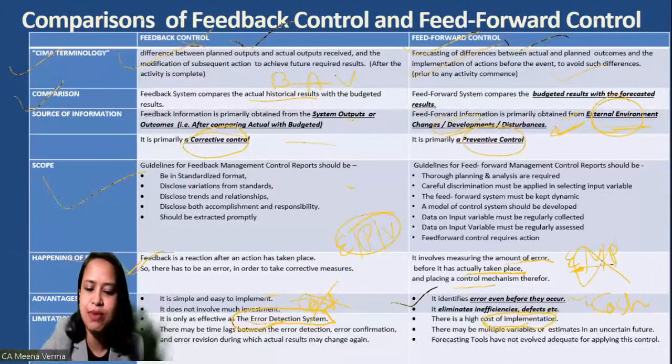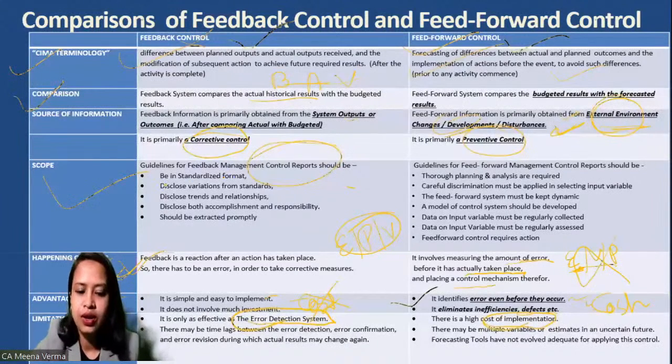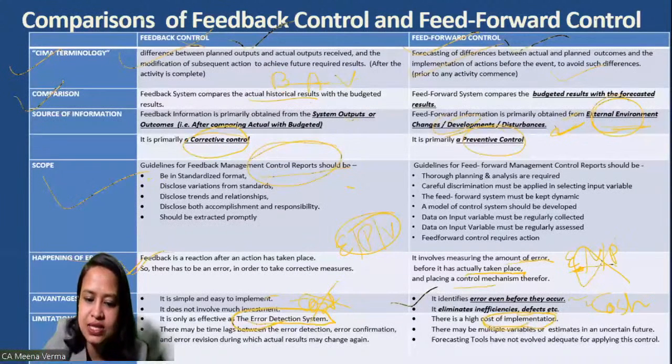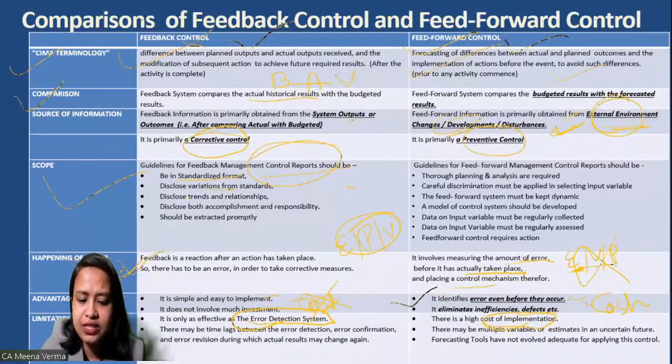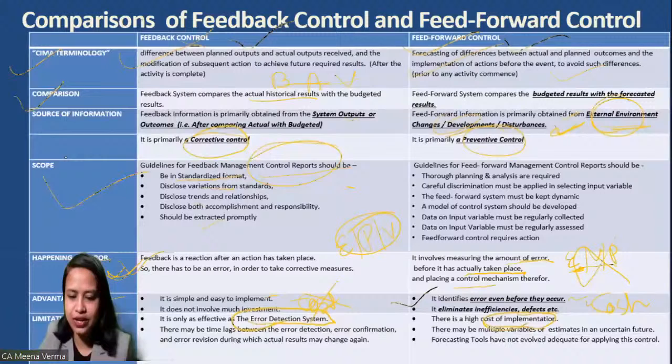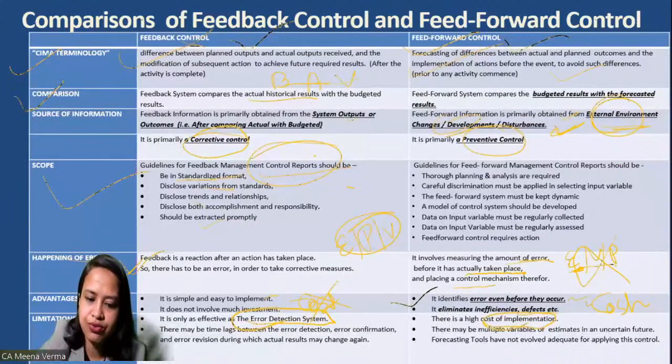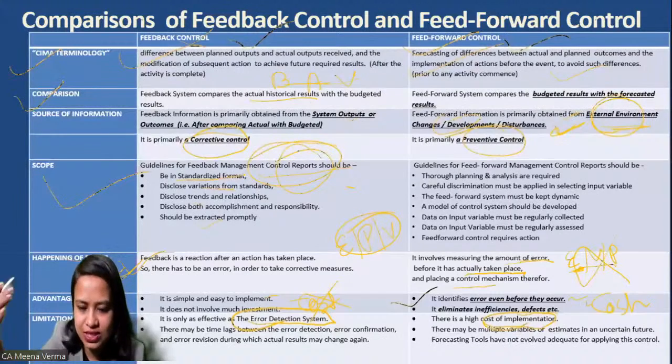Let us discuss the management control report. In case of a feedback system, it should be in a standardized format and disclose the variances. And this will help you to disclose the trend and relationship, and it will help you in the accomplishment and responsibility of the people in the organization, and be extracted promptly. You can easily identify it. You don't need to forecast, and therefore it is very easy to identify. So these are the guidelines for the feedback management control report.